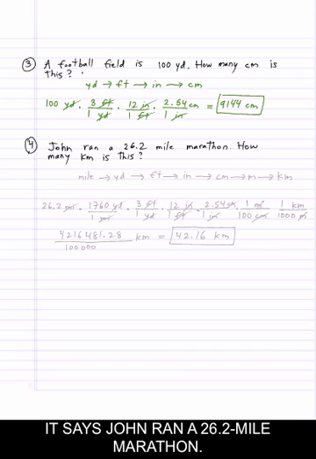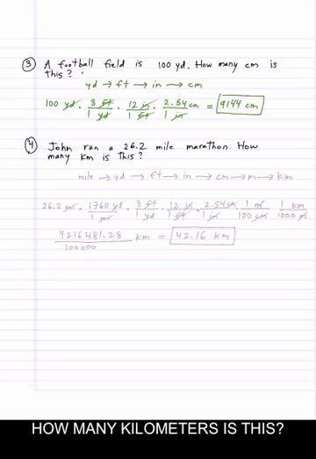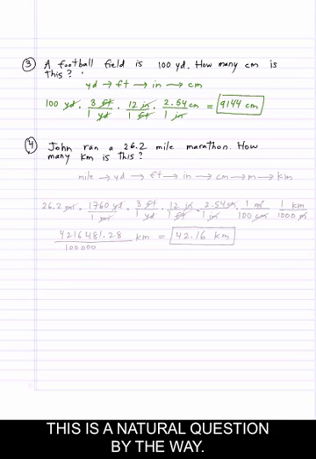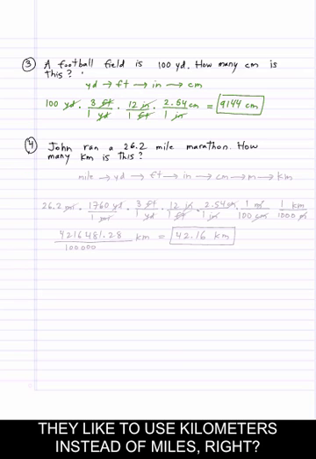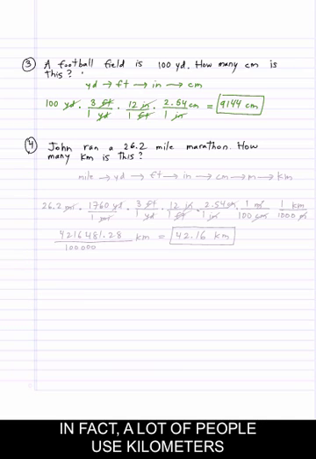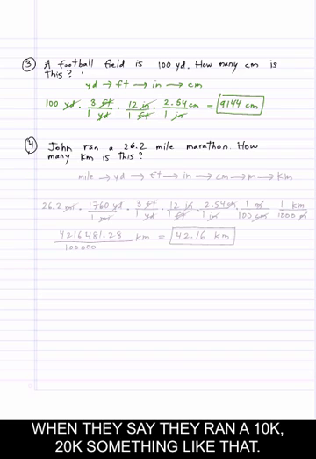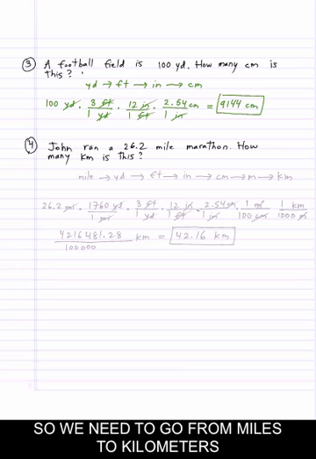It says John ran a 26.2 mile marathon. How many kilometers is this? This is a natural question, by the way. If you ever have a European friend visit you, they like to use kilometers instead of miles, right? In fact, a lot of people use kilometers when they run anyway, when they say they ran a 10K, 20K, something like that. So we need to go from miles to kilometers, but look at our table.